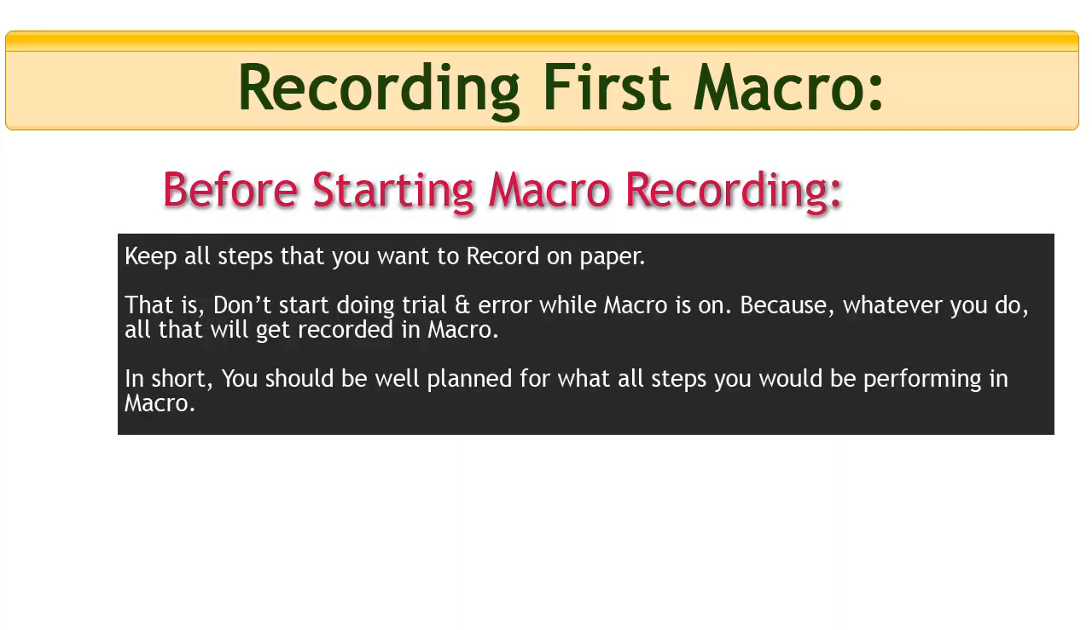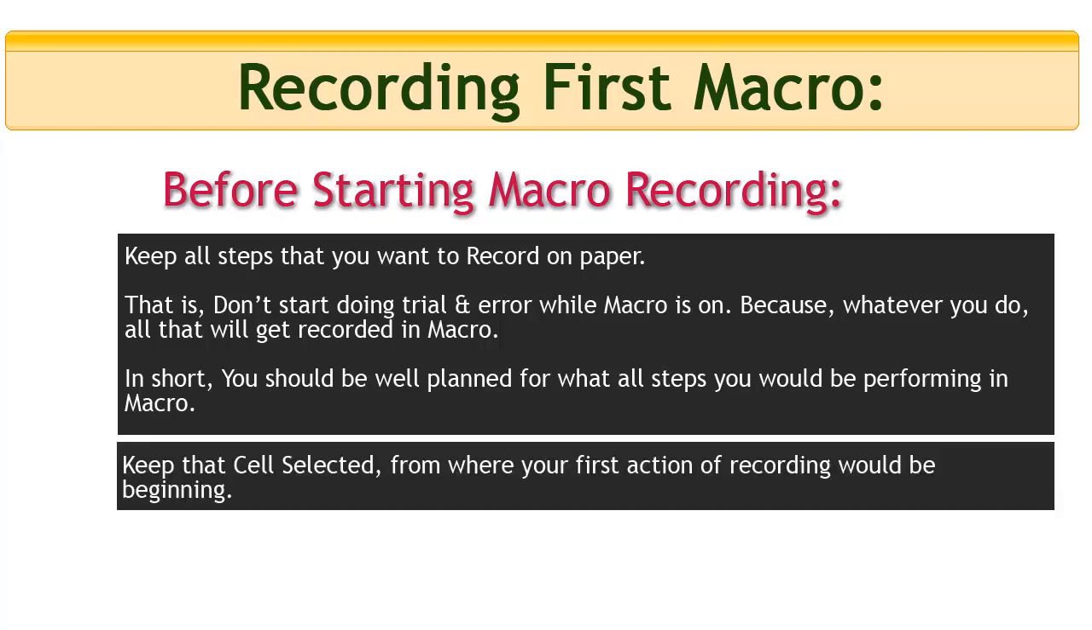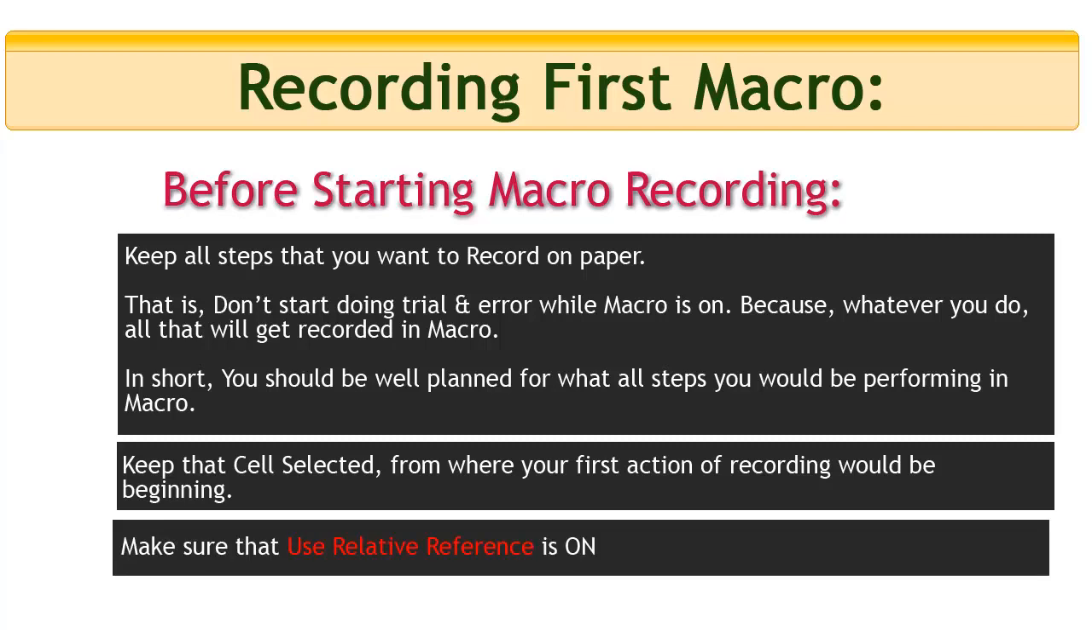Before we press the macro recording button, we need to take care of a few things. Keep all the steps that you want to record on paper. That is, don't start doing trial and error while the macro is on, because whatever you do, all of that will get recorded in the macro. In short, you should be well planned for what steps you will be performing in the macro. Keep selected the cell from where your first action of recording would begin. Make sure that Use Relative Reference is on.